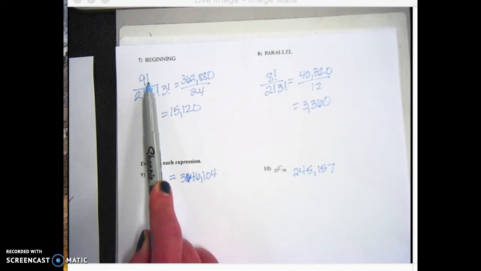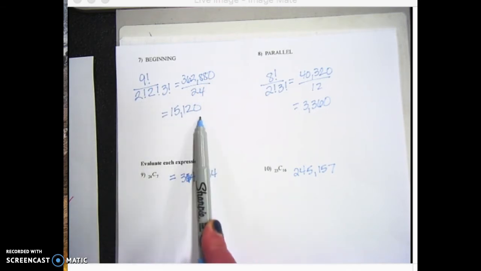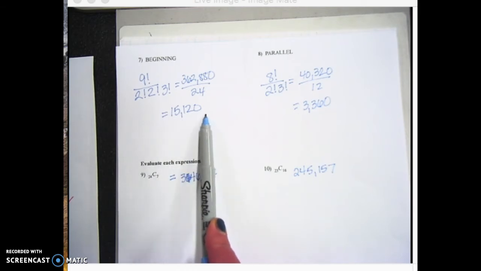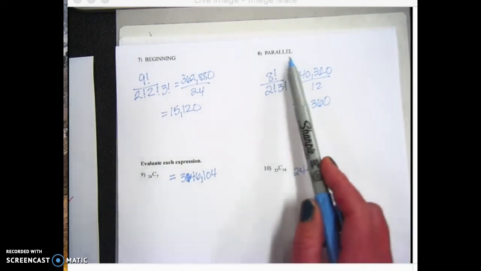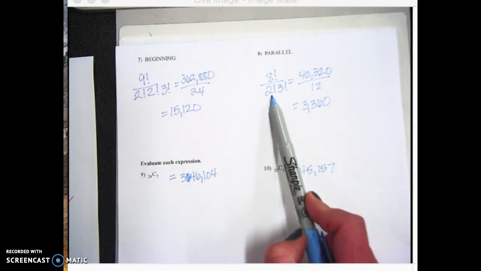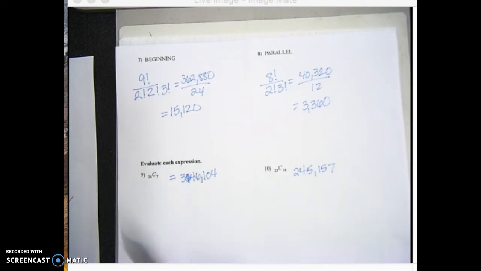So you're going to do 9 factorial over 2 factorial, 2 factorial, 3 factorial, calculated out there as 15,120. Same thing with parallel. 8 letters total, 2 repeaters for the A, 3 repeaters for the L, calculate it out.